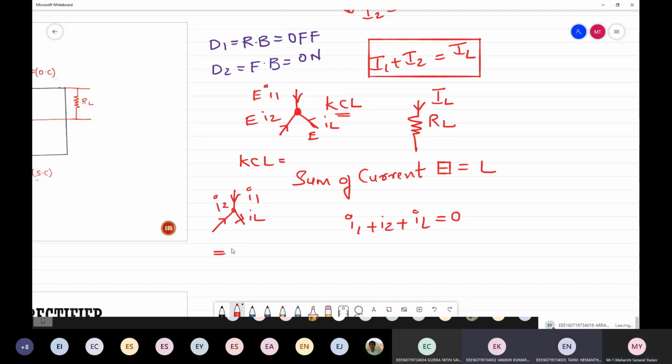For now, I1 plus I2 is equal to IL. So the same thing is applicable for that load current IL also. The same thing is happening at a node.